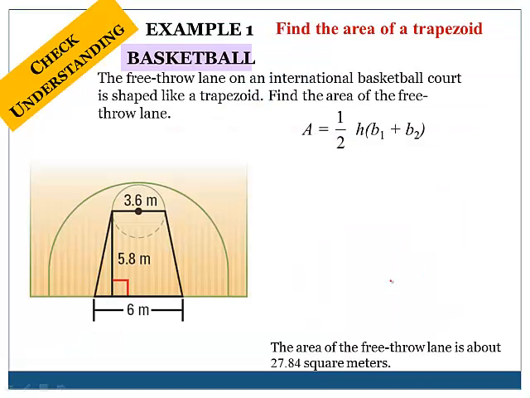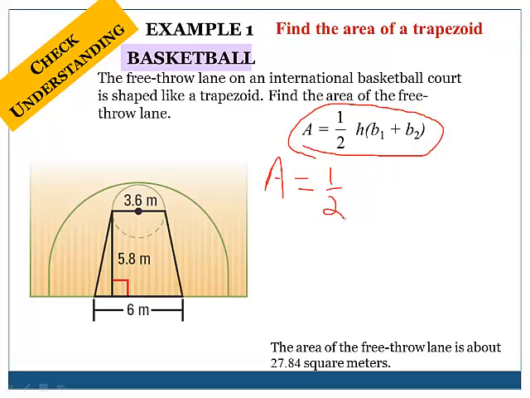Let's do an example. The free throw lane on an international basketball court is shaped like a trapezoid. Find the area of the free throw lane. So we're given our formula here for the area of a trapezoid. Let's do A equals 1/2, and our height is the perpendicular line between our bases. So that's going to be 5.8, multiplied by b1, which is 3.6, plus b2, which is 6.